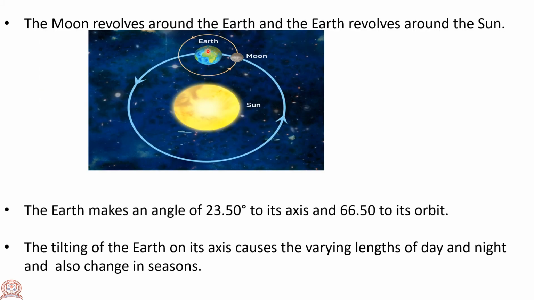The moon revolves around the earth and the earth revolves around the sun. The earth is tilted at an angle of 23.5 degrees to its axis and 66.5 degrees to its orbit. The tilting of the earth on its axis causes the varying length of day and night and also change in seasons.